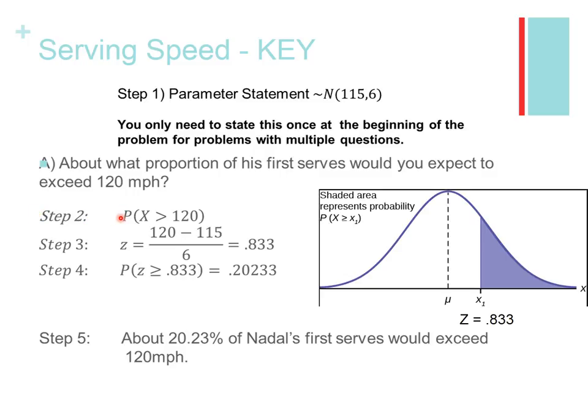So here are the steps that we talked about. First, the probability statement, greater than 120. Draw your curve, label it. Okay, here's your mean of 115. 120 is bigger than that. Shade it so you know exactly what you're doing.